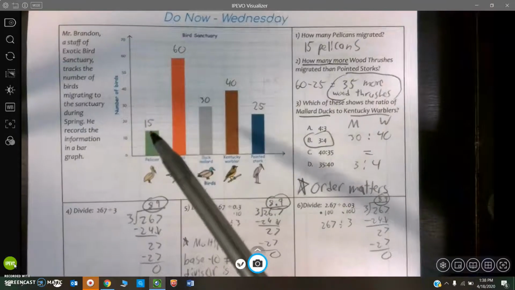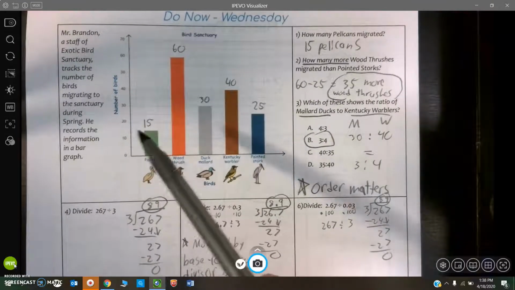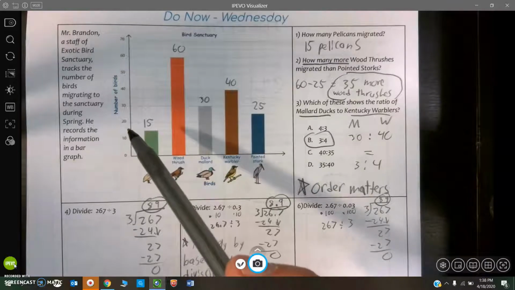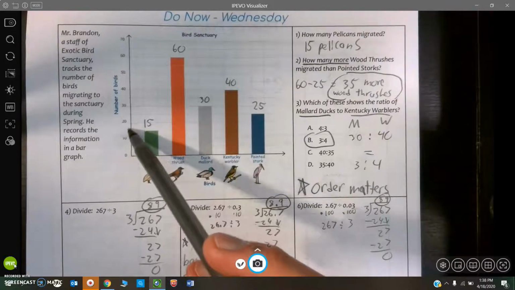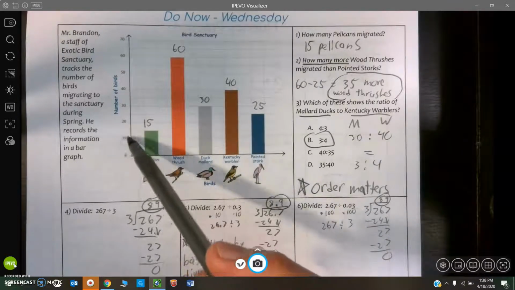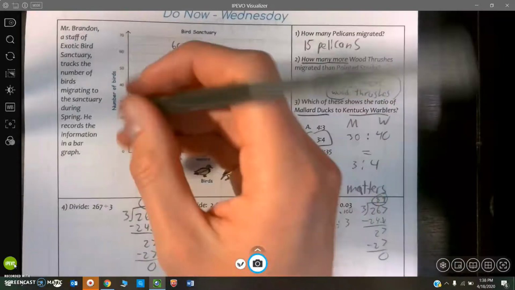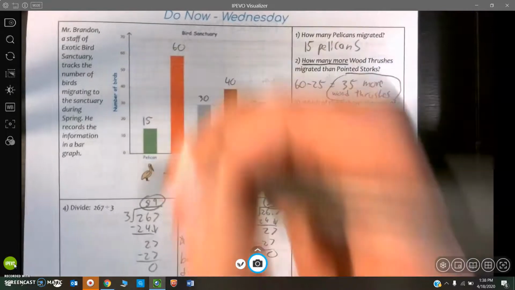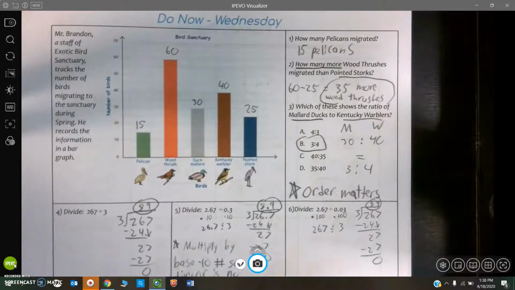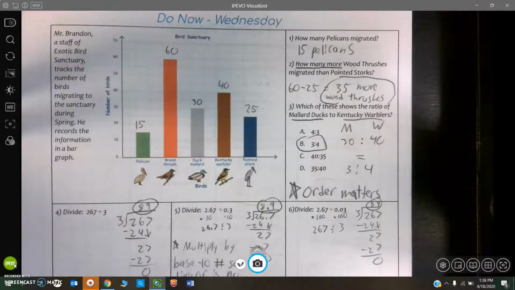So 15 pelicans migrated, and we can see here there's no number on the y-axis, but it's in between 10 and 20, and there is only one line in between, so it must be counting by 5. So that's how I knew this was 15. And that's actually our question in number 1. How many pelicans migrated? 15.